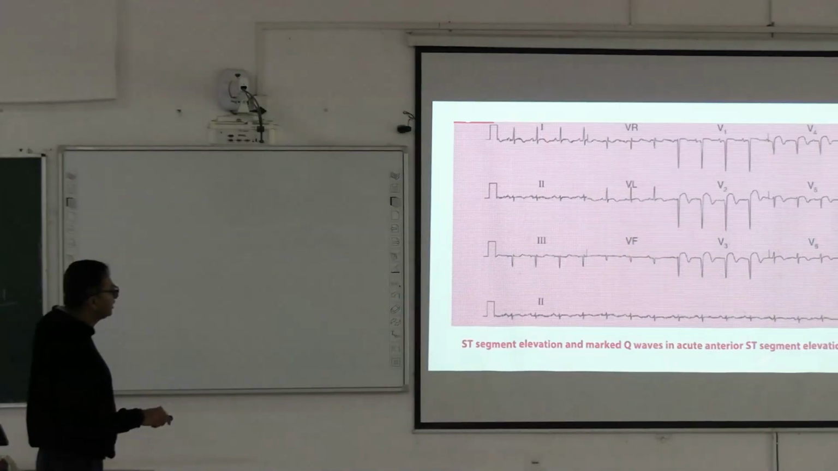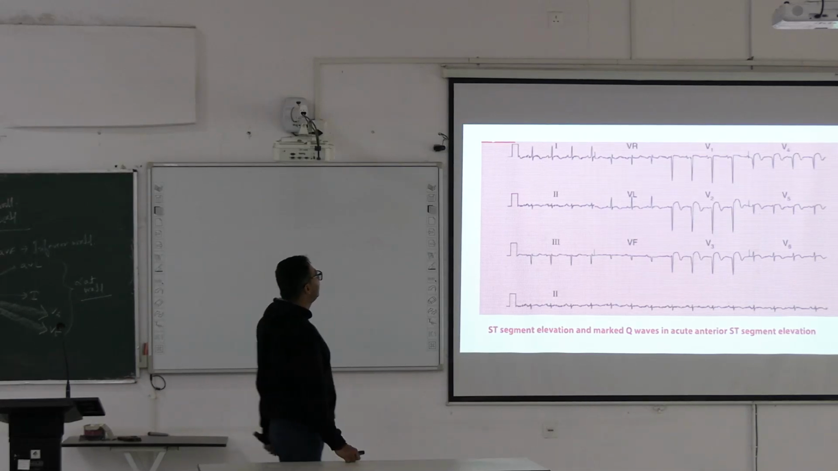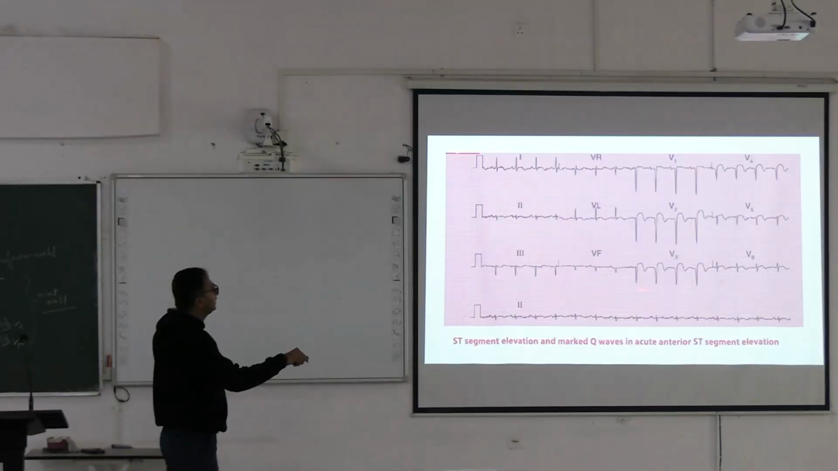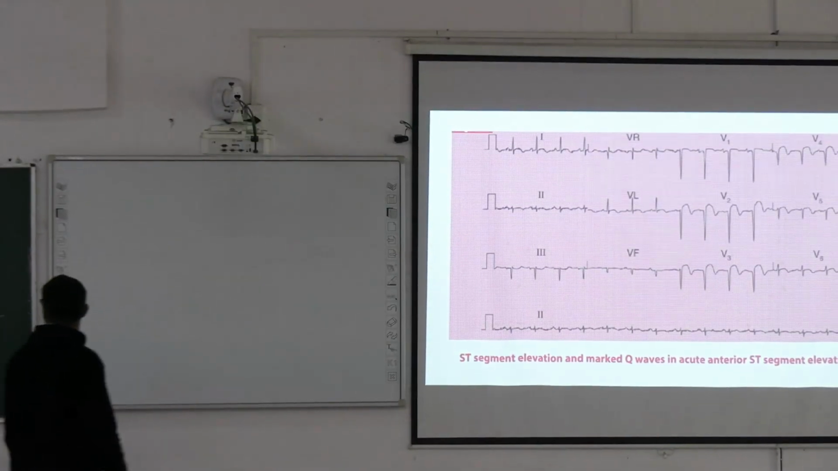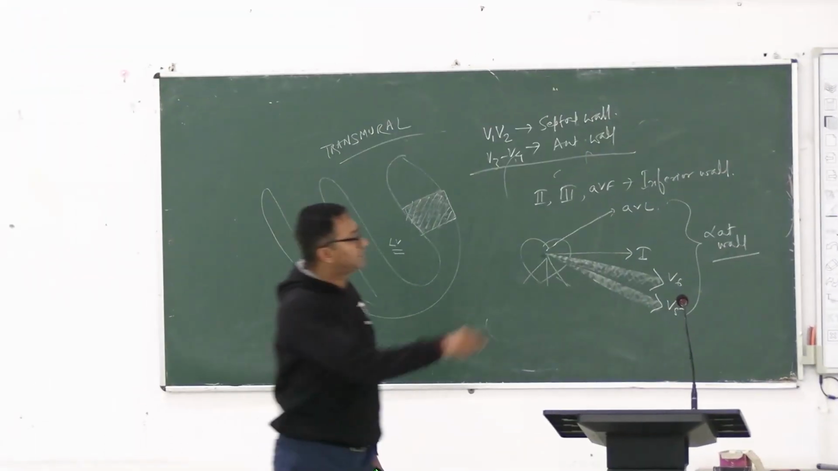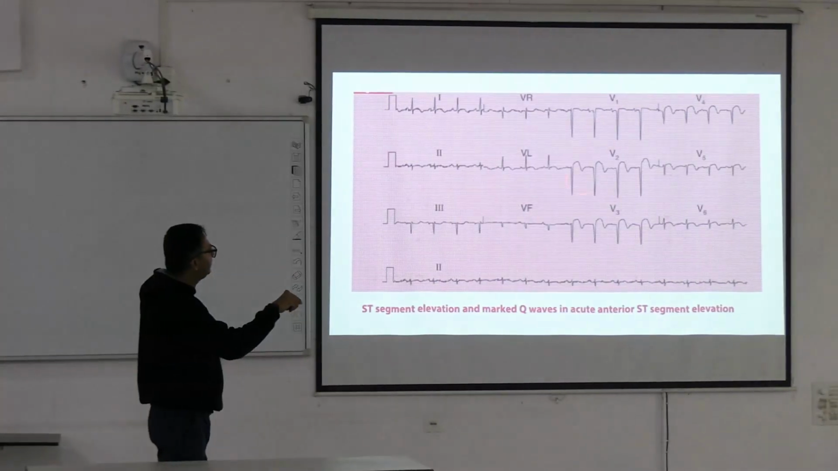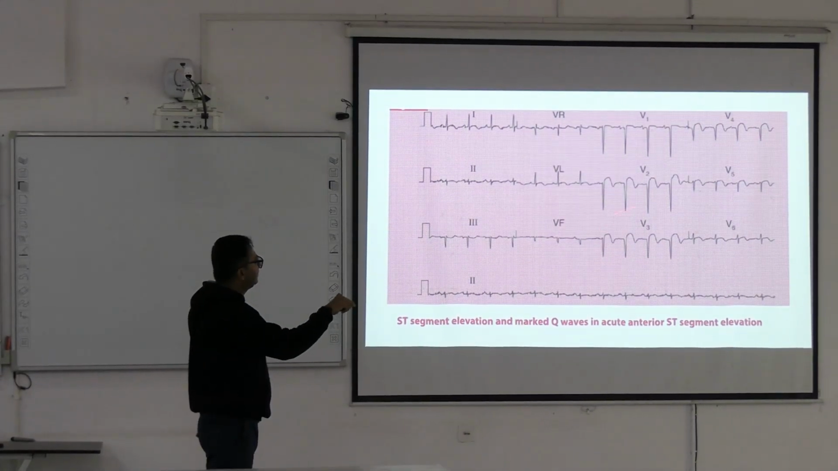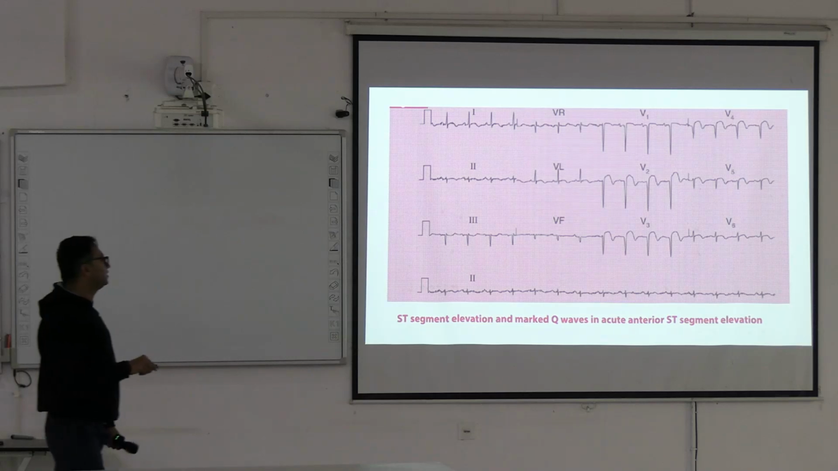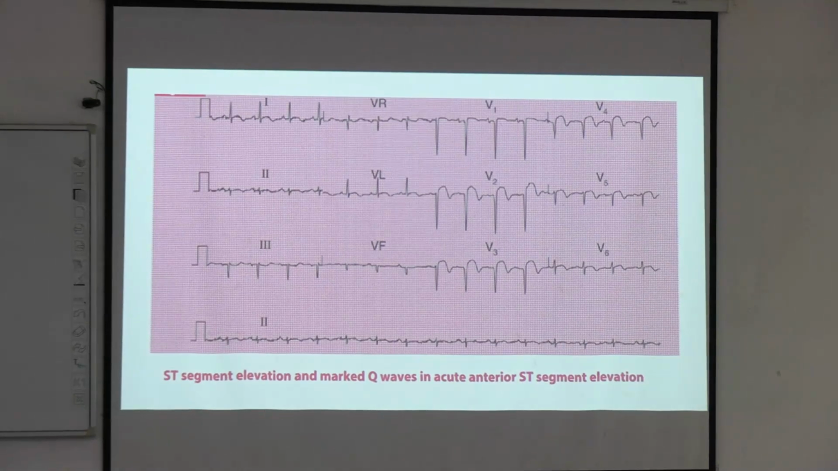ST segment elevation and marked Q wave in acute anterior ST segment elevation. Anterior, okay, which wall? V4, V3, somewhat in V2 also. ST segment elevation in V3, V4. Getting my point? See, anterior wall. So the septum is also slightly affected because you see the changes in V2 as well, right? V4, very typical ST segment elevation. V3, very typical ST segment elevation. So it is a case of ST segment elevation myocardial infarction. Which wall? Anterior wall. Clear?